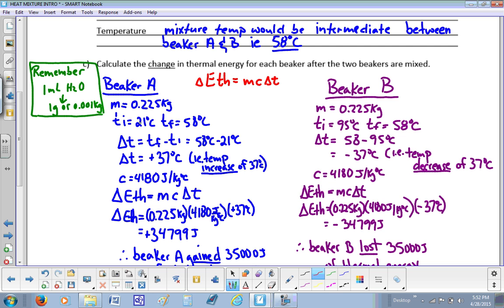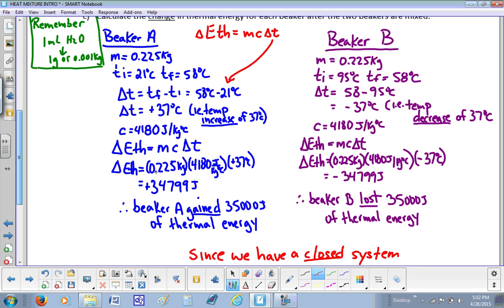Now the initial temperature of the water in the cool beaker is 21, and remember, the final temperature, when you mix everything together, will be 58. So we're looking at the temperature change. So be careful. That's what this delta T is. It's not the temperature difference. So here, when you look at it, it's going to be TF minus TI. So we have an increase of 37 degrees Celsius. And you plug it into the equation here. We've got our mass, specific heat capacity of water, temperature change, and we find that beaker A gained 35,000 joules of thermal energy. Well, let's look at beaker B.